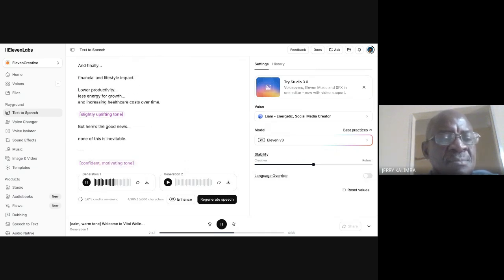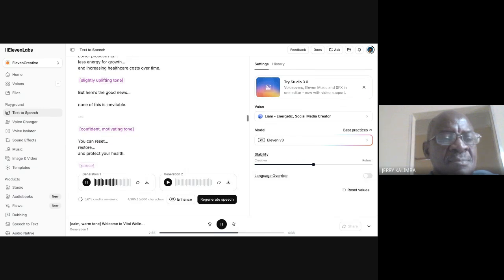Lower productivity, less energy for growth, and increasing healthcare costs over time. But here's the good news. None of this is inevitable. You can reset, restore, and protect your health. Let's break it down into 5 simple areas.